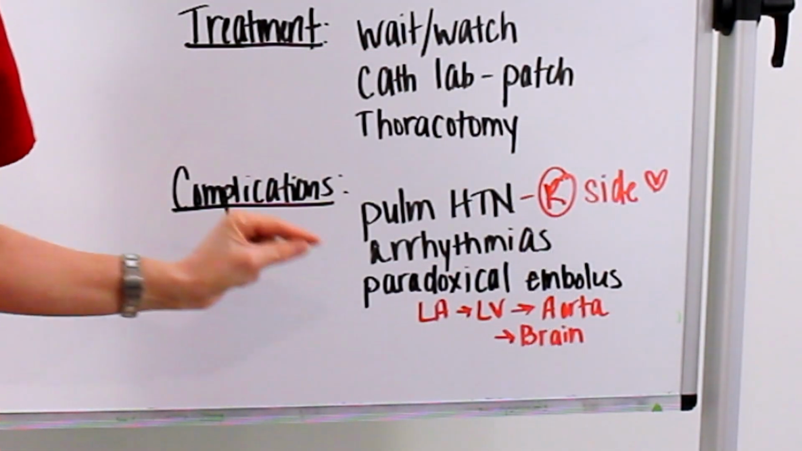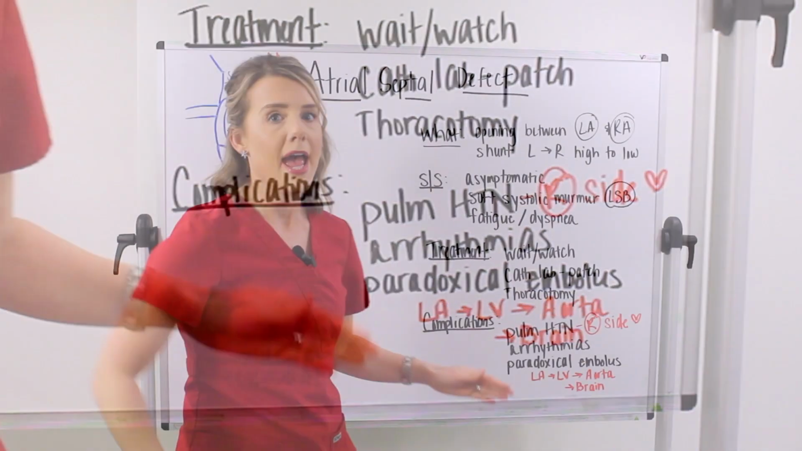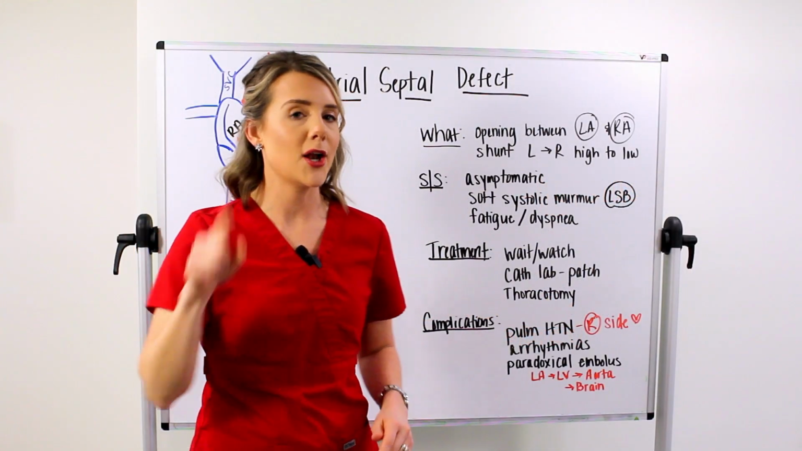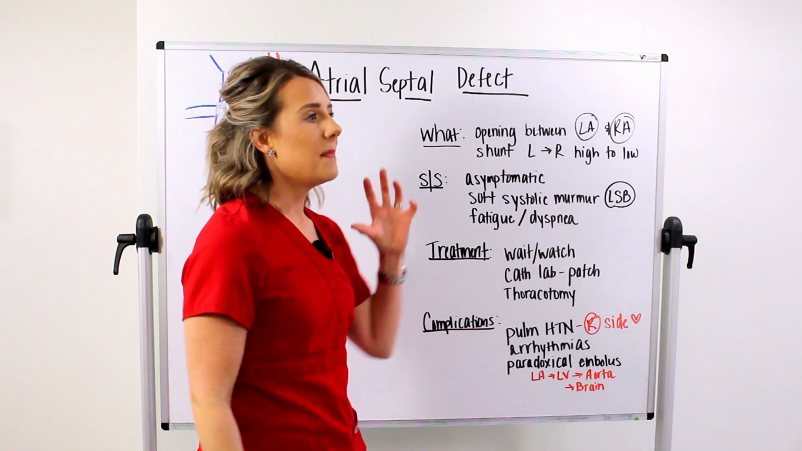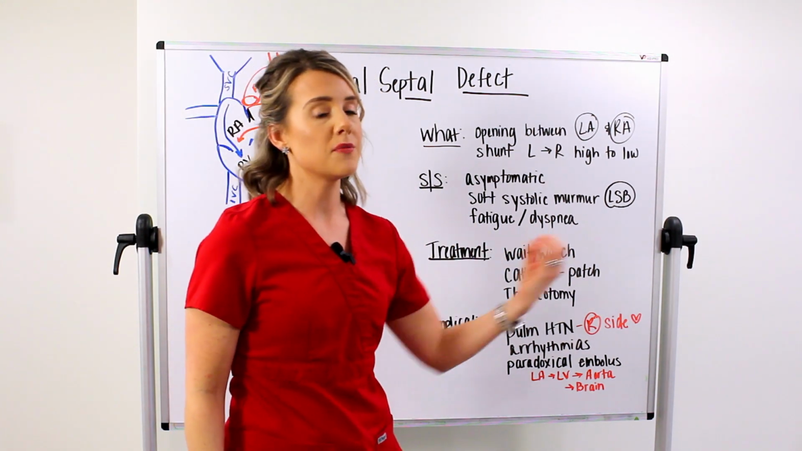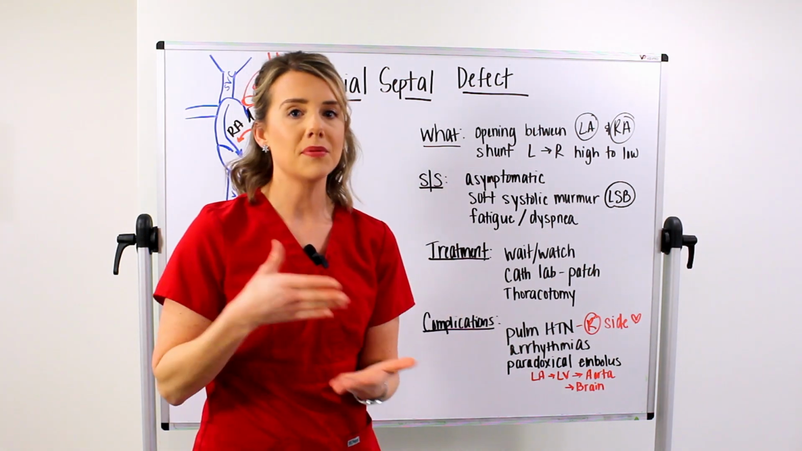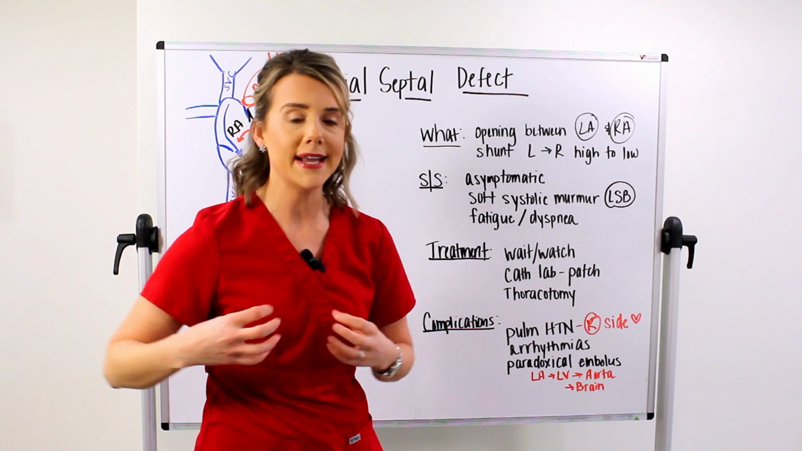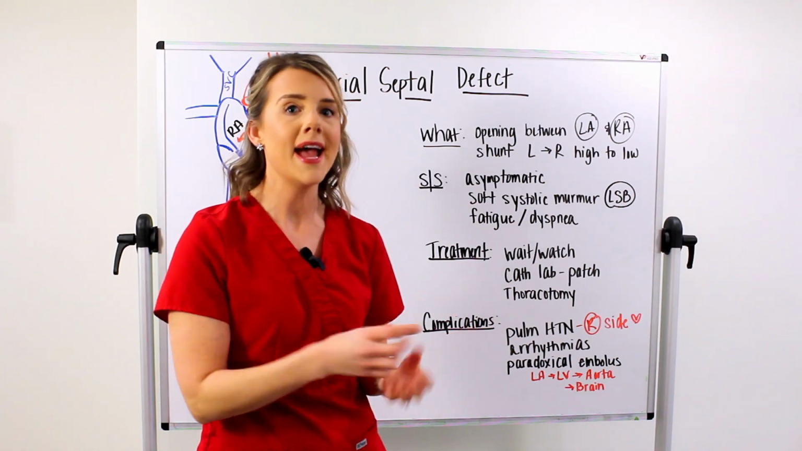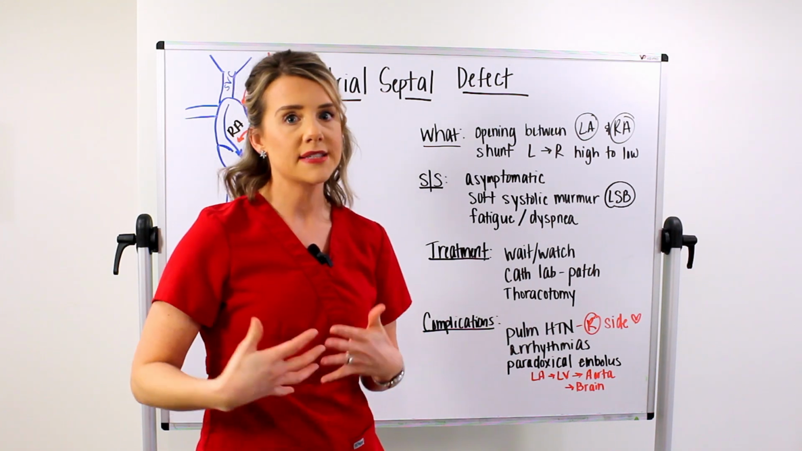Complications. Your biggest complication that we're trying to prevent from happening is pulmonary hypertension. And when we go back to the drawing in a second, I'll explain to you why that's happening. But you have an additional blood flow. You have the shunting of blood from the left side of the heart to the right side of the heart. That means when that blood hits the right ventricle and gets pumped through to the pulmonary artery, that's extra blood flow that's starting to tax that right side of the heart.